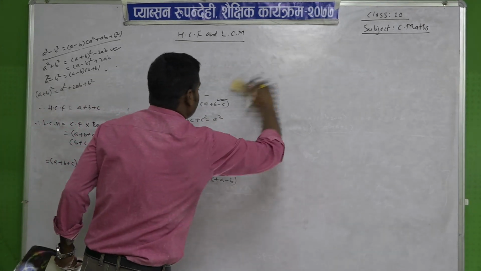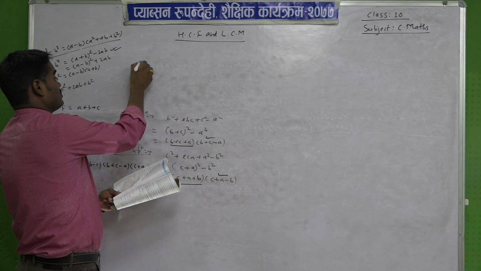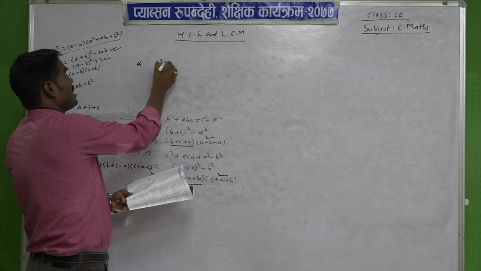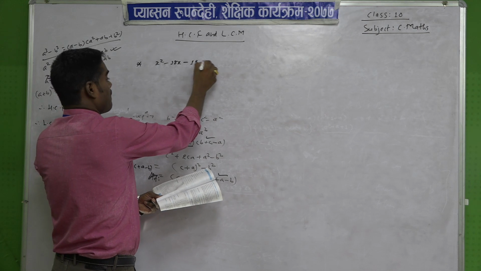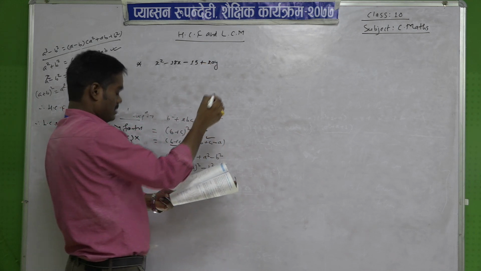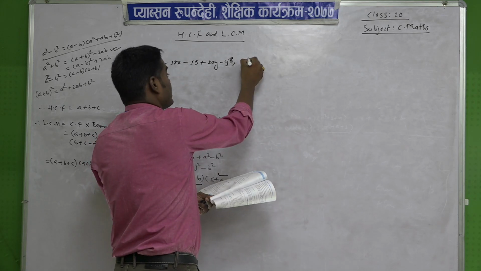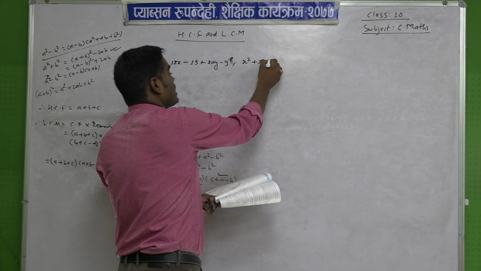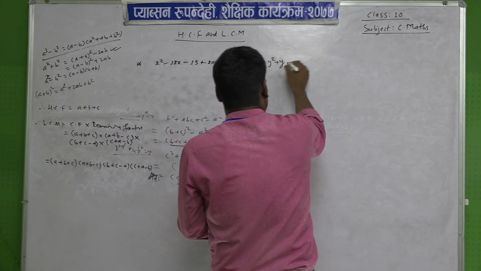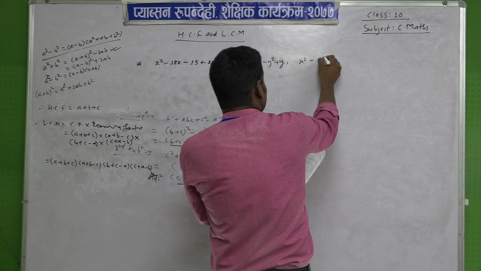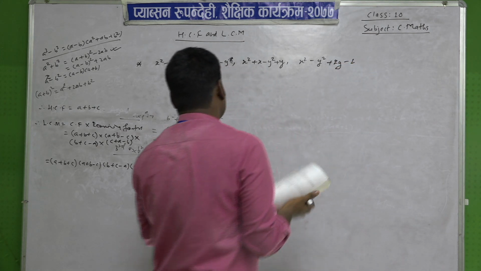See here, the last question today. What is there? x square minus 18x minus 19 plus 20y minus y square, and then after, the next expression is x square plus x minus y square plus y, and then after, x square minus y square plus 2y minus 1. This is the last question.